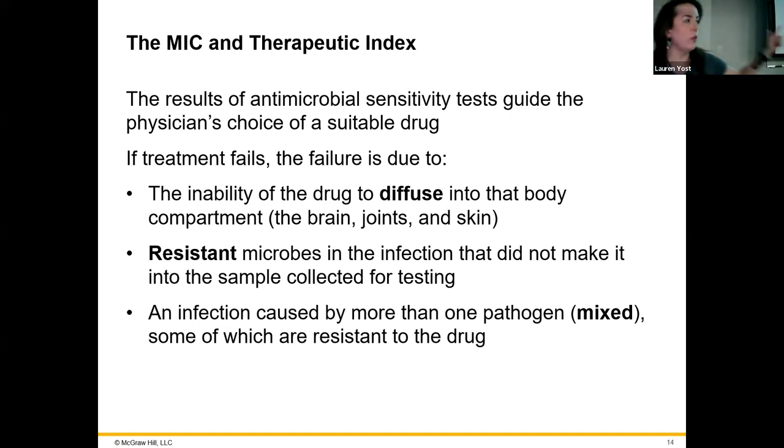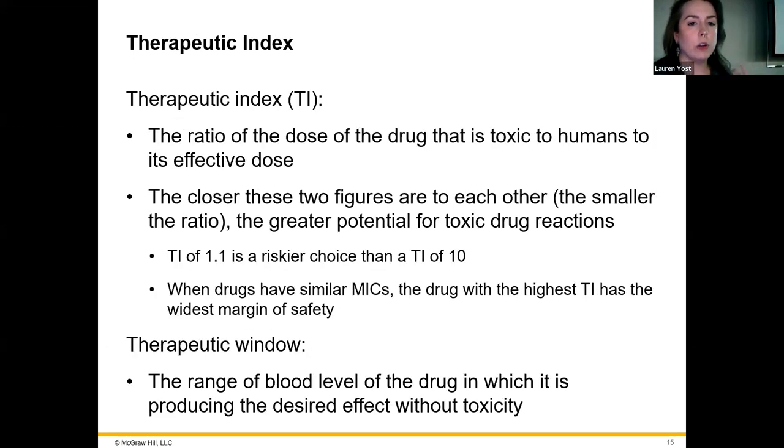You could also have more than one pathogen and maybe one of them just overgrew in your Kirby Bauer assay on your Mueller-Hinton agar, right? So that could be an issue as well. So you didn't get to treat the other one.